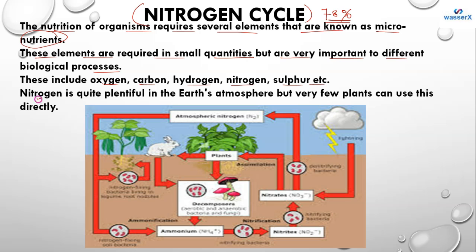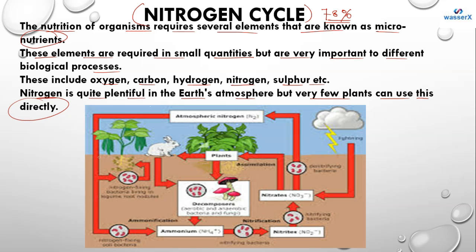Isn't it that nitrogen is quite plentiful in the earth's atmosphere, but very few plants can use this directly? That's surprising. Nitrogen available in the atmosphere is plentiful, but the plants, or you can say the animals also, cannot take atmospheric nitrogen directly. So that's a different thing. We'll be studying how the cycle works. That's a very important thing.